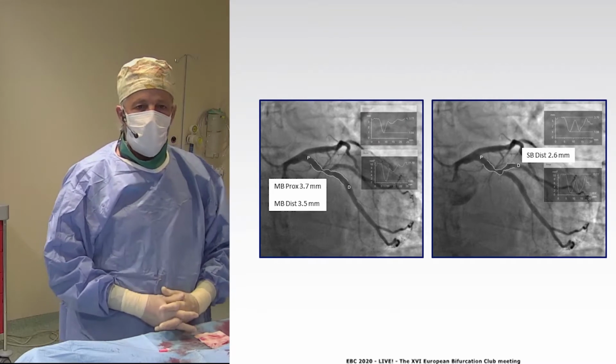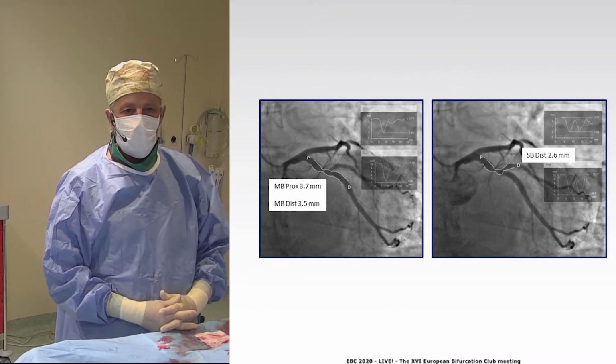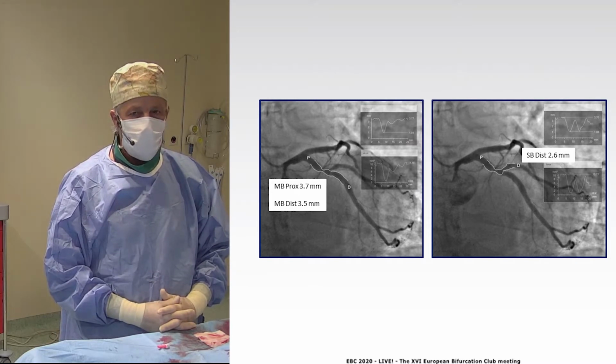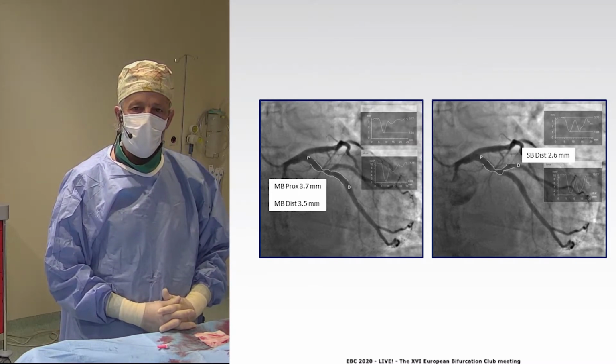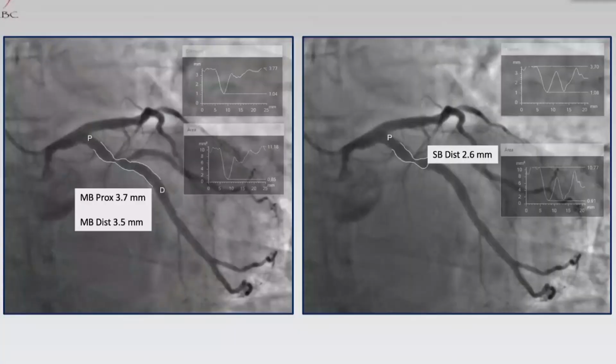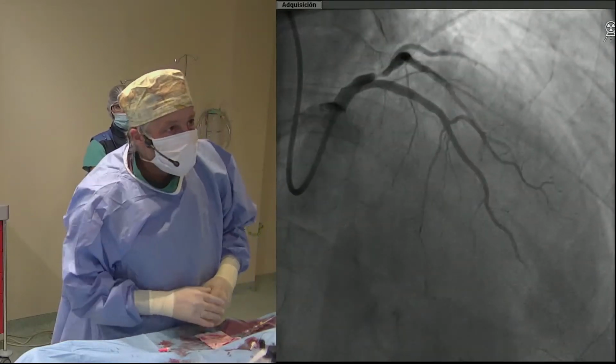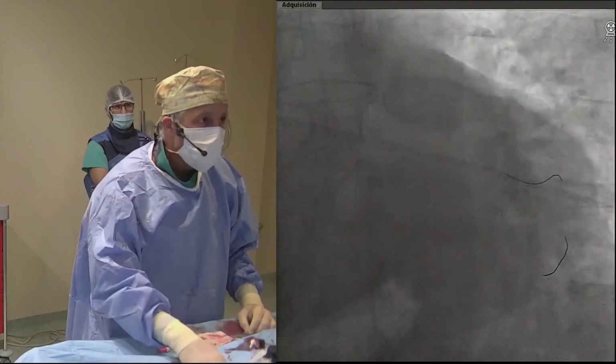In the slide, you can appreciate the QCA of the lesion. The main branch proximally is 3.7 millimeters, distally is 3.5, then a small tapering, but it's a large vessel. And the side branch has a reference diameter of 2.6. Then, Thierry, this is the bifurcation we have today. It's 101. And what is your idea about the approach?